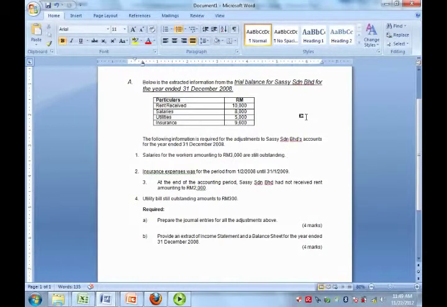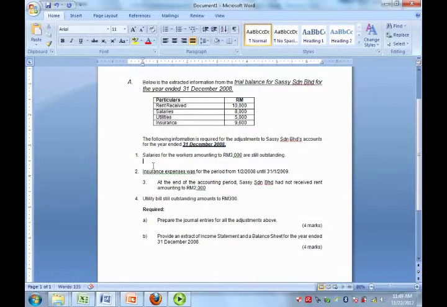Is this all the figures you need to transfer to the income statement, or do you need to do any adjusting first, class? Yes, you need to adjust. So first, the following information is required for the adjustment for the year ended 31st December 2008. So the question has given you 4 additional pieces of information, correct?